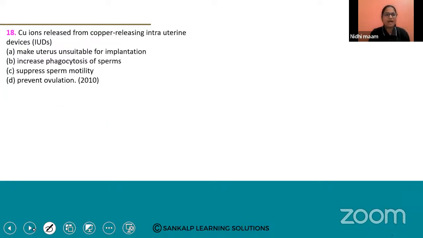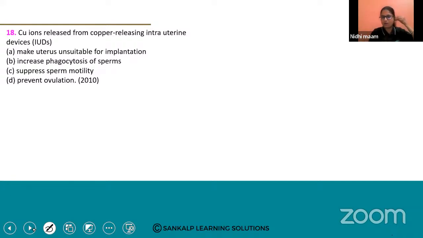Next, copper ions are released from copper releasing IUD devices. What is the role of those copper ions? Make the uterus unsuitable for implantation. Increase phagocytosis of sperms. Sperms will be killed by the uterine cells themselves by phagocytosis. Suppress sperm motility. Sperm movement will be suppressed. Prevent ovulation. So what is the role of copper ions?